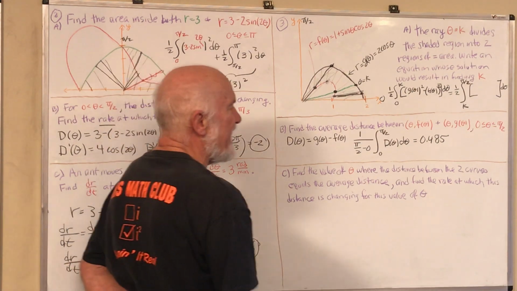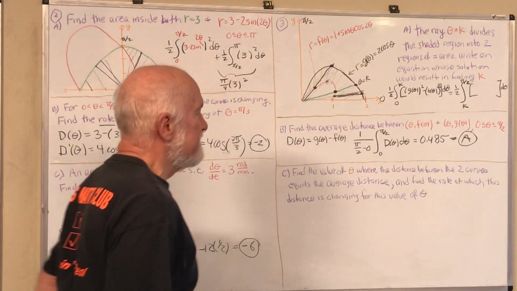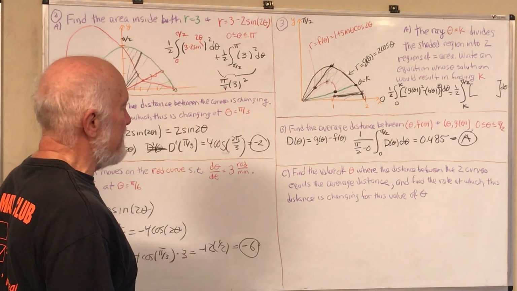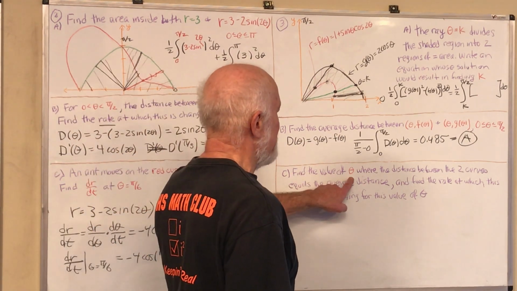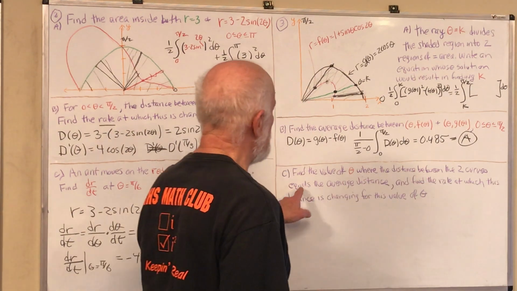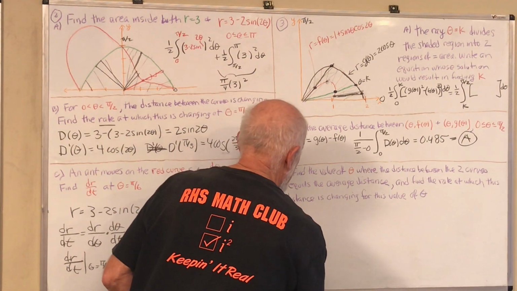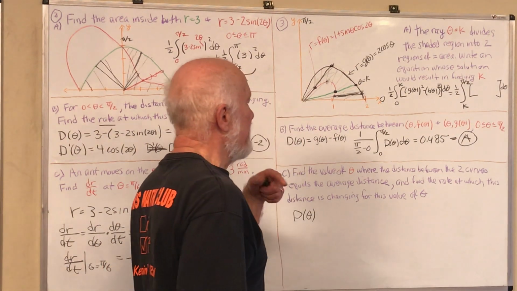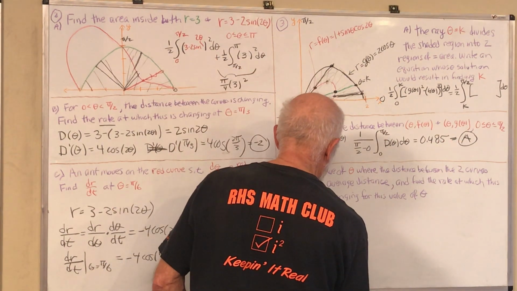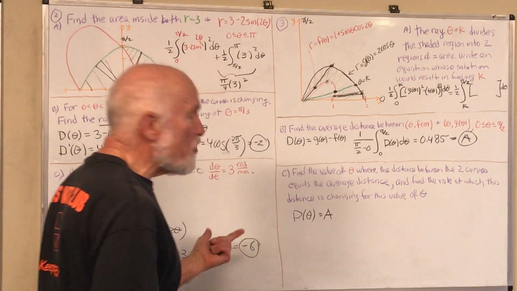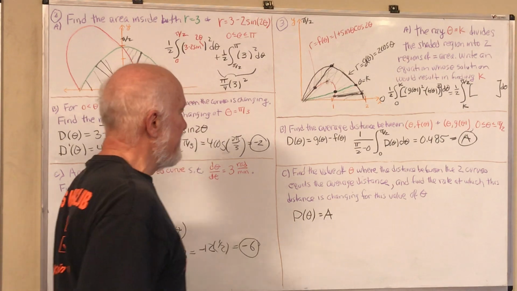Now, in case I need that in the next problem, I could store that in A. If I don't end up needing it, then okay. Now it says, find the value of theta, where the distance between the two curves, which we know is what? It's d of theta, equals the average distance, which we just found out to be A. So that's the work we have to do. We have to set g of theta minus f of theta equal to A.